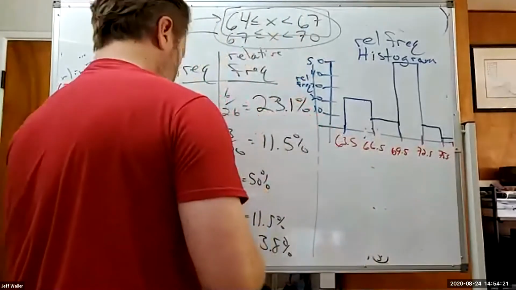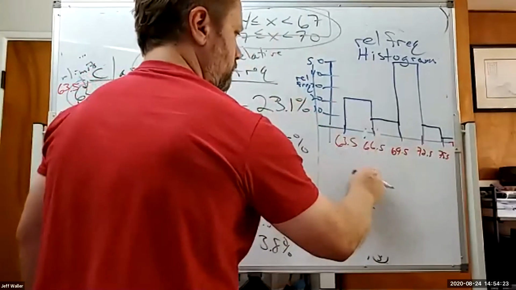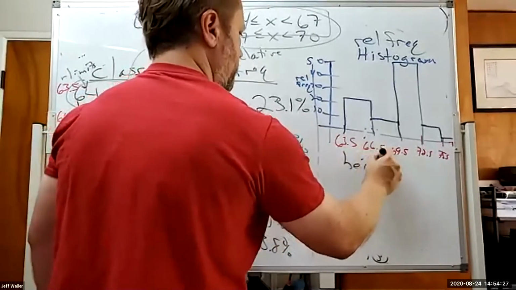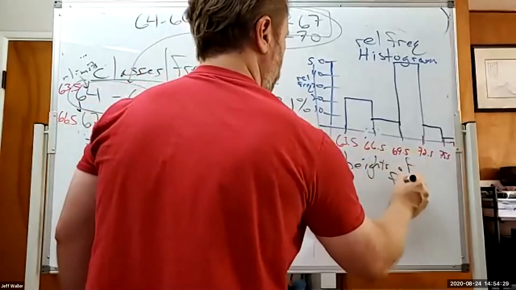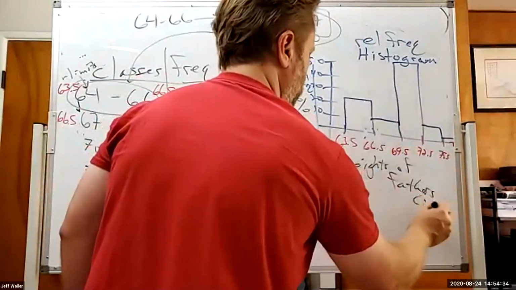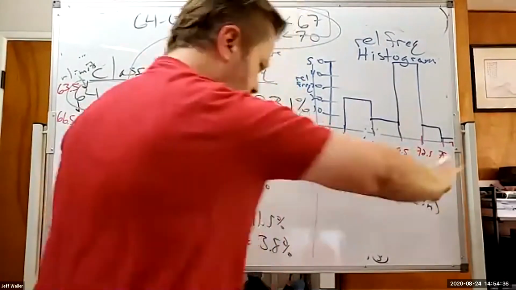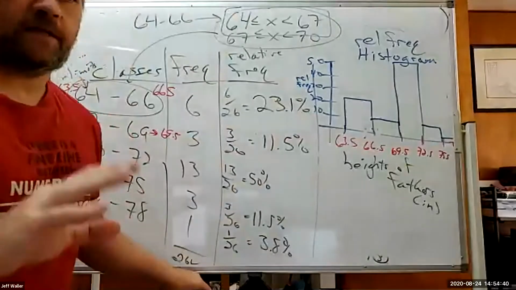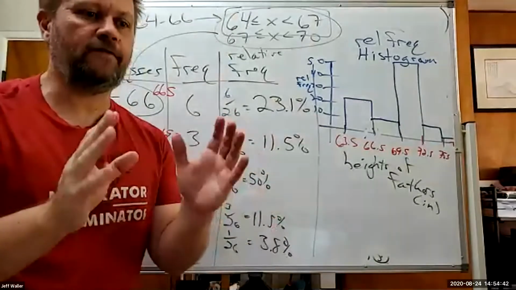Inches? No, it was heights. I might have said this really quickly earlier. Heights of fathers. Oh, in inches. I see. Did you say inches? I thought you said ages. Inches, yes. So don't just say inches, because that doesn't really tell me what it is. It's heights of fathers in inches.